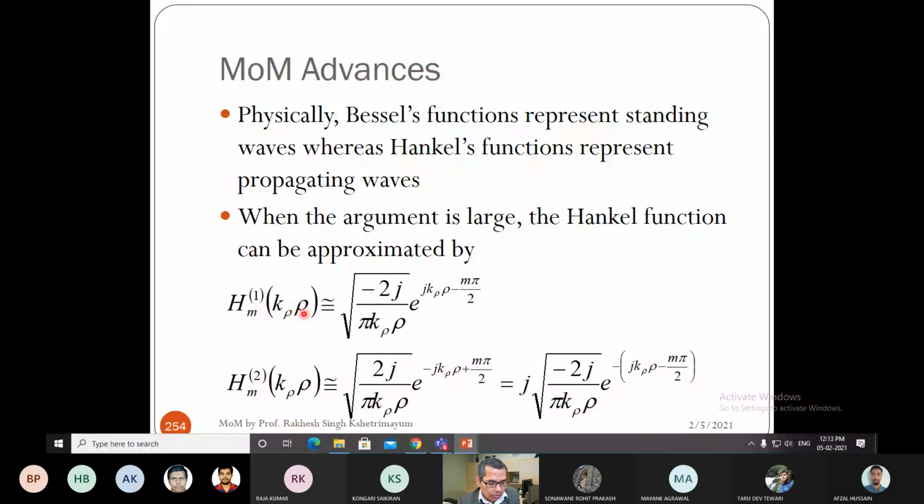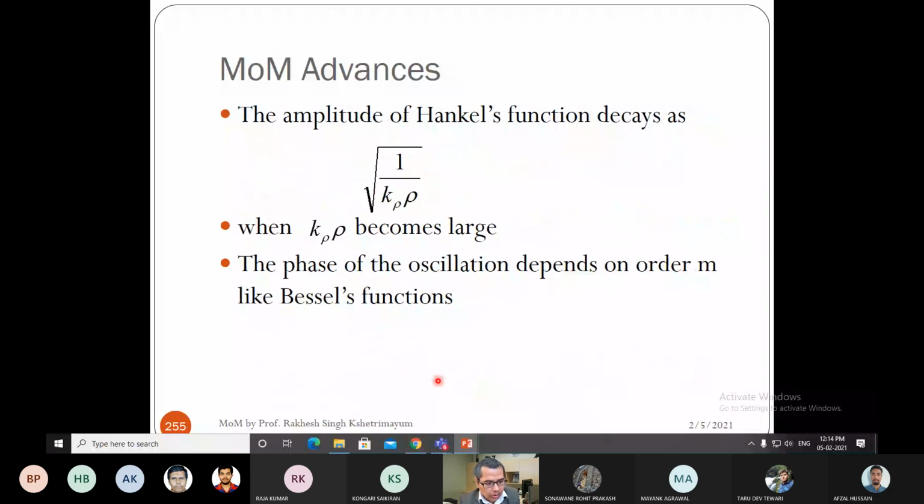When this k rho argument is very large, Hankel's function of the first kind can be approximated as square root of minus 2j by pi k rho, exponential j(k rho minus m pi by 2). Hankel's function of the second kind can be approximated as square root of 2j by pi k rho, exponential minus j(k rho plus m pi by 2). So obviously the first is a wave which is propagating along the negative rho axis. The second is a wave which is propagating along the positive rho axis.